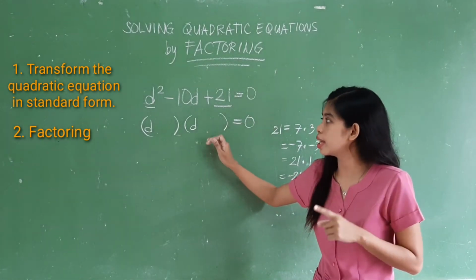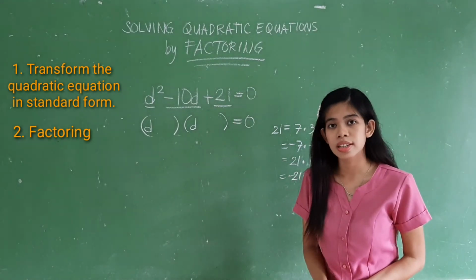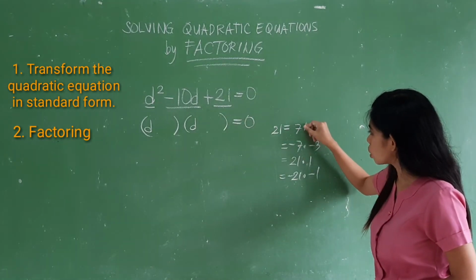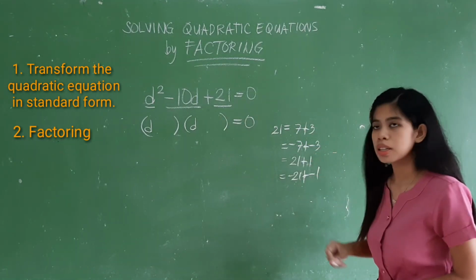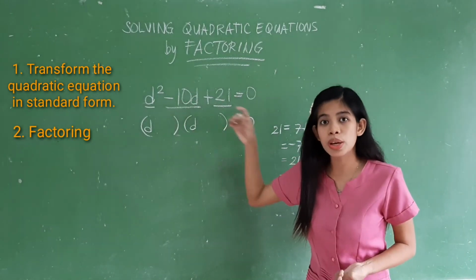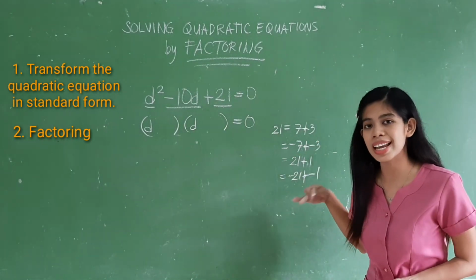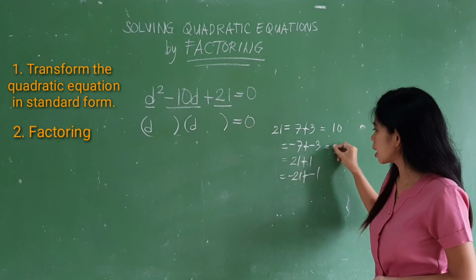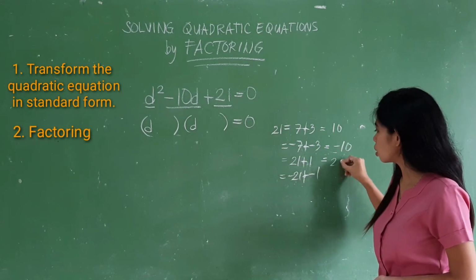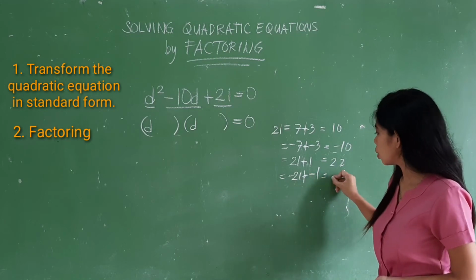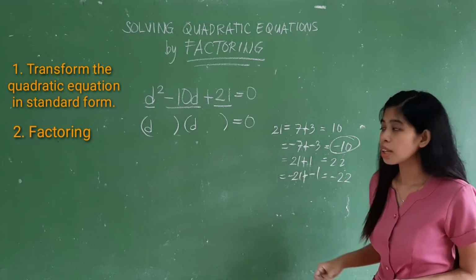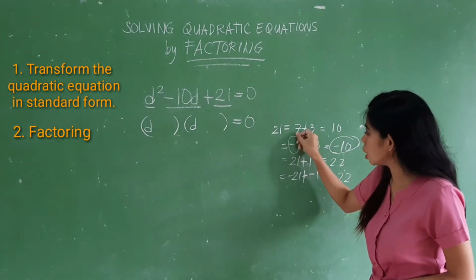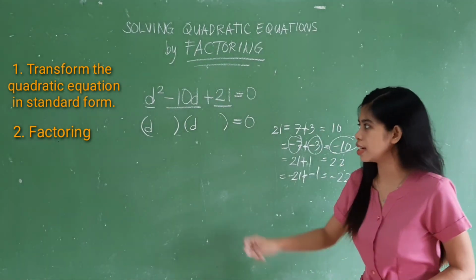Now, you have to take the second term as your reference. The second term is negative 10d. So, these factors must produce negative 10 when you add them. So, which of these factors would give us negative 10 when added? This is 7 plus 3, positive 10; negative 7 plus negative 3, negative 10; 21 plus 1, 22; negative 21 plus negative 1 is negative 22. So, that's right. The middle term is negative 10d, negative 10. So, the factors that we are going to get are negative 7 and negative 3.